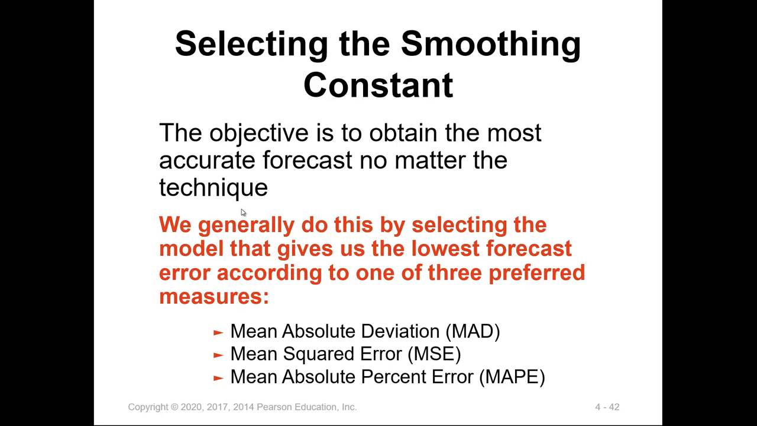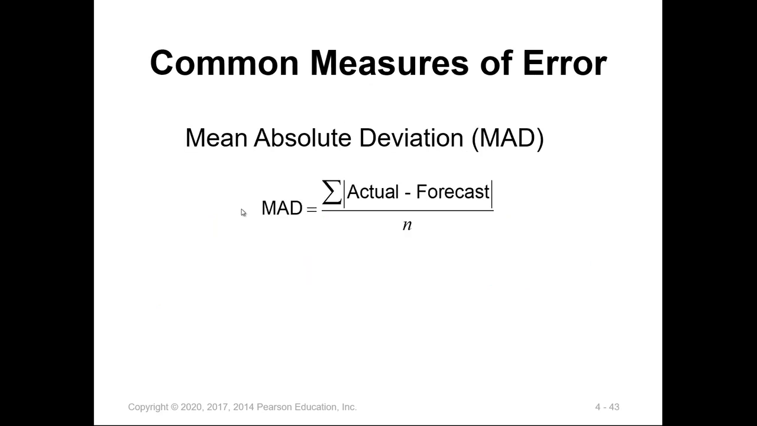The measures that we can use are the mean absolute deviation, which is the MAD, mean squared error, which is MSE, and the mean absolute percent error, or MAPE. The first measure is the mean absolute deviation, which is equal to the summation of the absolute value of the difference between the actual and the forecasted, divided by the number of periods n.